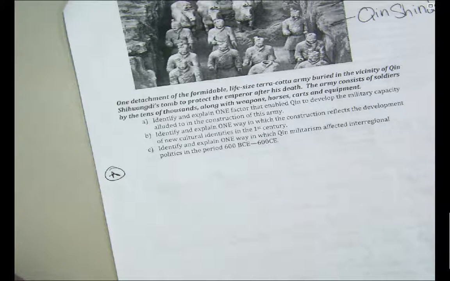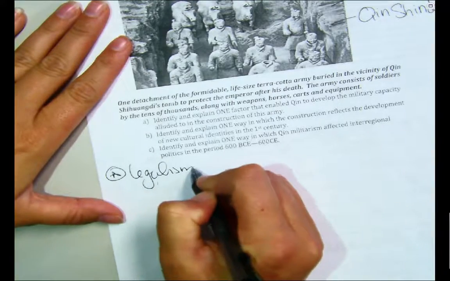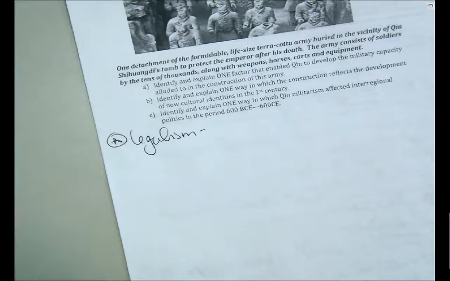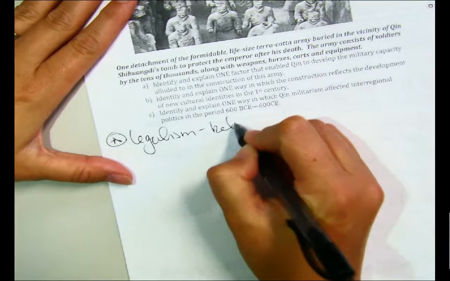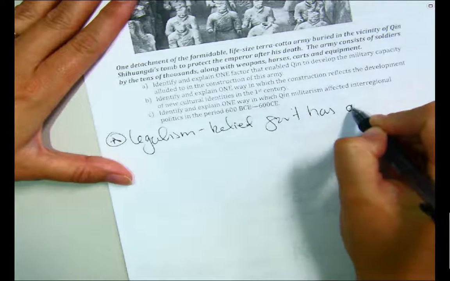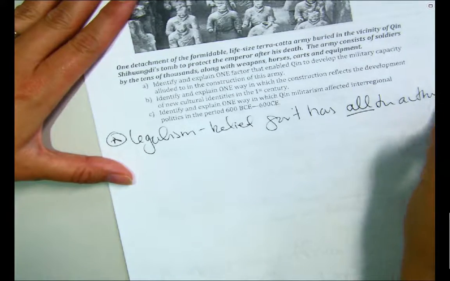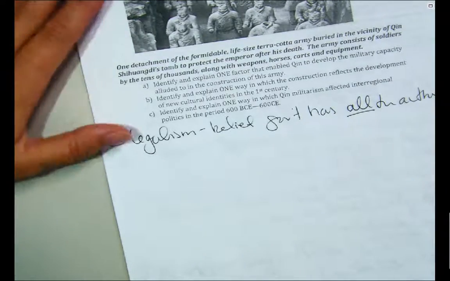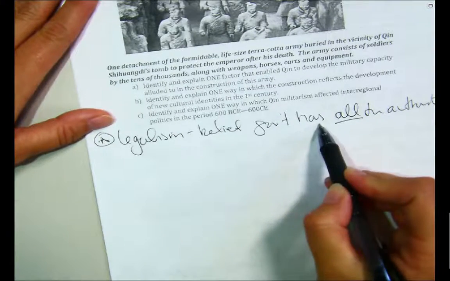Alexa. They implemented legalism. Legalism. And what is legalism, Alexa? It's the belief that the government has all the authority. Okay, it's the belief the government has all the authority. Okay, so one factor that enabled Qin. All right, so we have given the answer. We have explained what it is. You see what we've done.